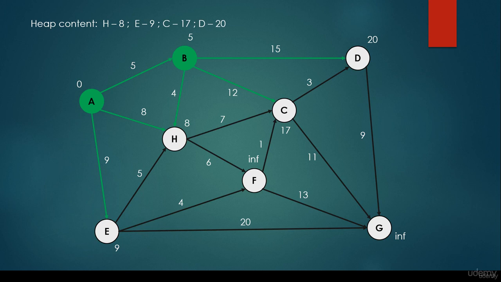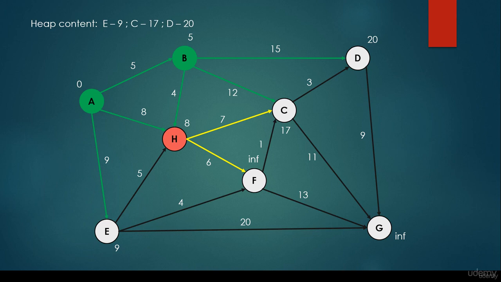So in this situation we have 4 vertices on the heap: the D with minimum distance 20, node C with minimum distance 17, node H with minimum distance 8, and node E with minimum distance 9. We have to take the smallest one, which is H, and we have to remove it from the heap.